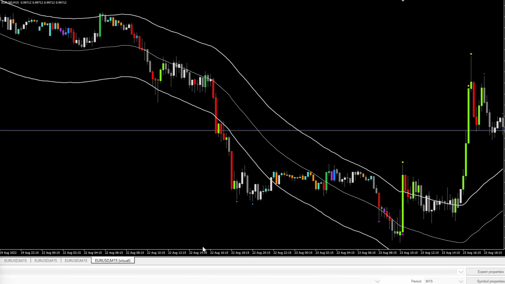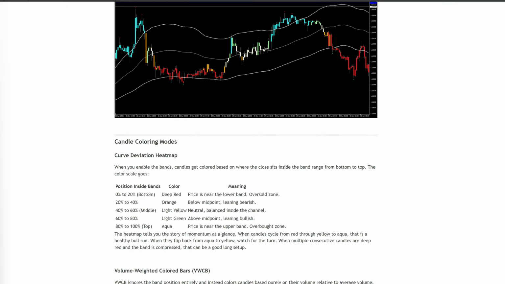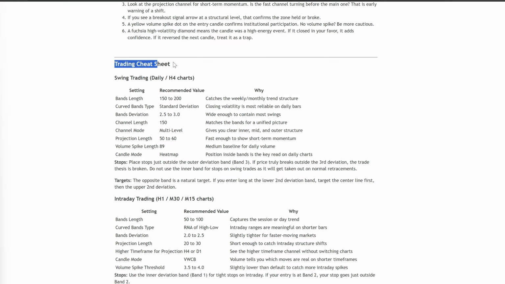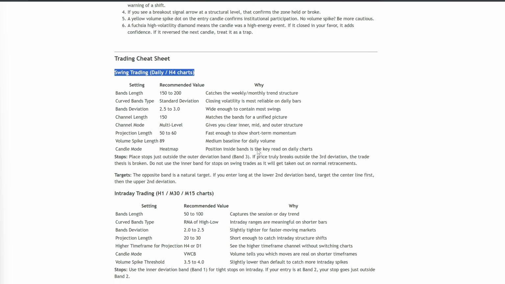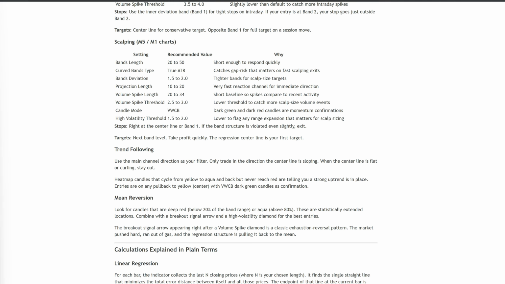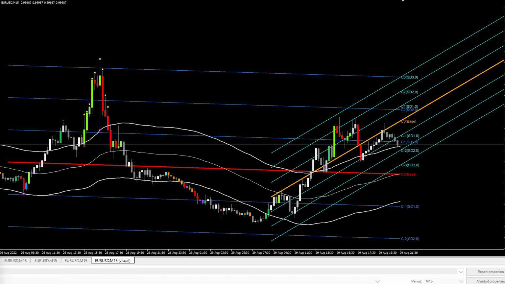And if you are interested, then I would suggest that you take a look at these important settings where there is this cheat sheet, depending on the type of trading that you do. If you are looking for those really high swings on daily or hour 4 charts, or if you are intraday trading, or if you're scalping, or just following along the trend. So all of these settings, these will help you immensely. Now let's go over the settings one by one so that you can set these values.